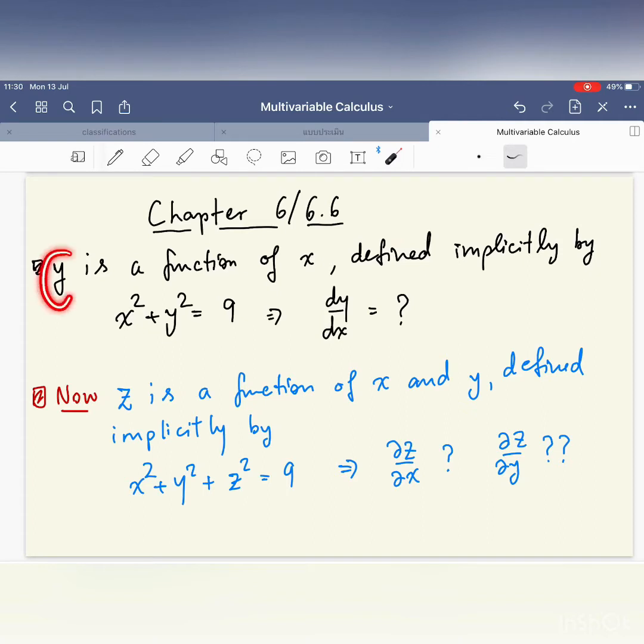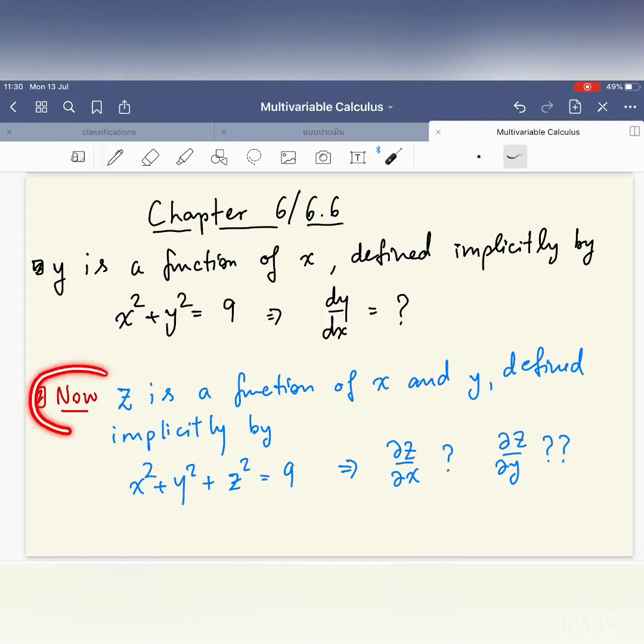Previously, for a single variable function, if y is a function of x which is defined implicitly by this kind of relation, then you know how to find the derivative of y with respect to x by looking at this as a function of x, and applying the chain rule to it. Then you can find the derivative of y with respect to x. Very easy from this kind of relation.